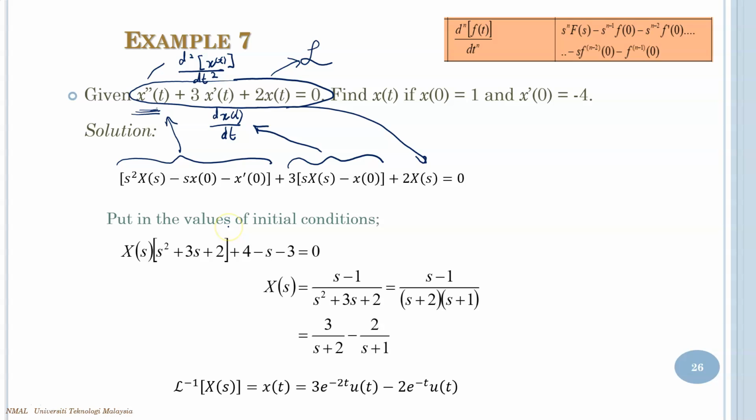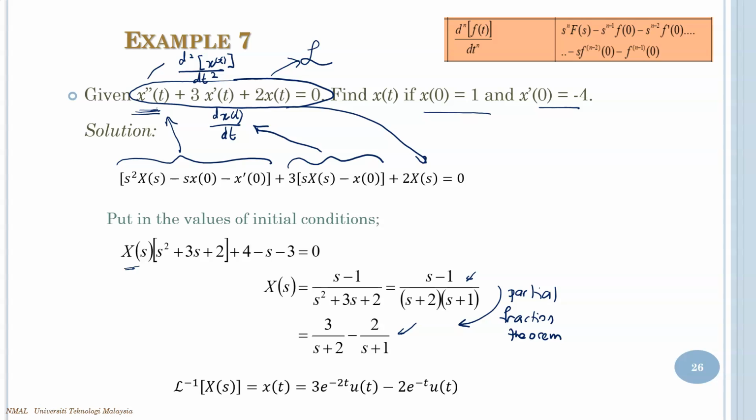So you put in the values of the initial conditions. We get the initial conditions from here, so you can put the values of x(0) and x prime(0). You put the values and rearrange so that X(s) is outside the bracket. Inside the bracket you will get s squared plus 3s plus 2. The other terms don't multiply with X(s). So you rearrange so that X(s) is on the left and all other values are on the right. You will get something like this. And how to get here? From here to here, of course, you perform the partial fraction theorem.